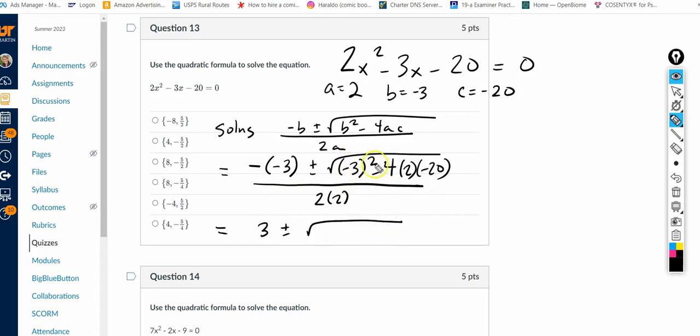Negative 3 all squared is positive 9, not negative 9. If you wrote that without parentheses or put it in your calculator without parentheses, it's wrong, because only when it's in parentheses does the square apply to everything. And so you have to apply it to B, and B is negative 3. It has to be applied to everything. Now notice there's a negative sign here and there's a negative sign there. We got a product. They will cancel each other out. And 4 times 2 is 8, and 8 times 20 is 160.